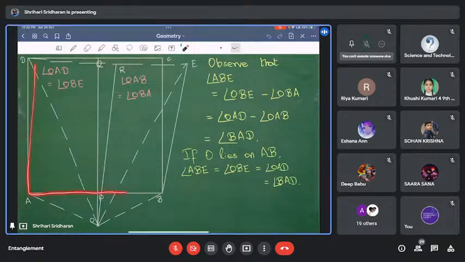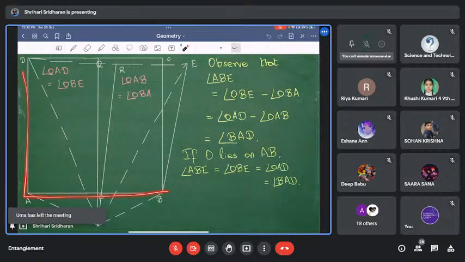Angle OAD will be the same as angle BAD in this case, which again means that we have said angle ABE, which is an obtuse angle, to be equal to angle BAD, which is a right angle.